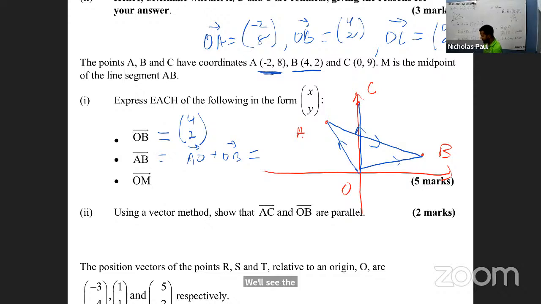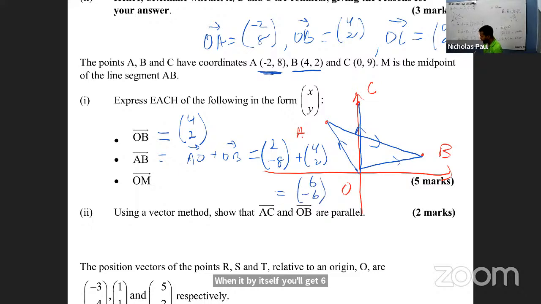All right? A to O is what? A to O is positive (2, -8). O to B is (4, 2). When you add it up, you'll get (6, -6).